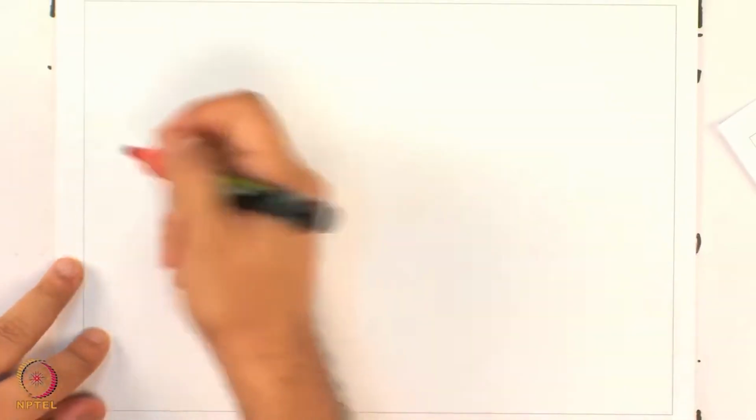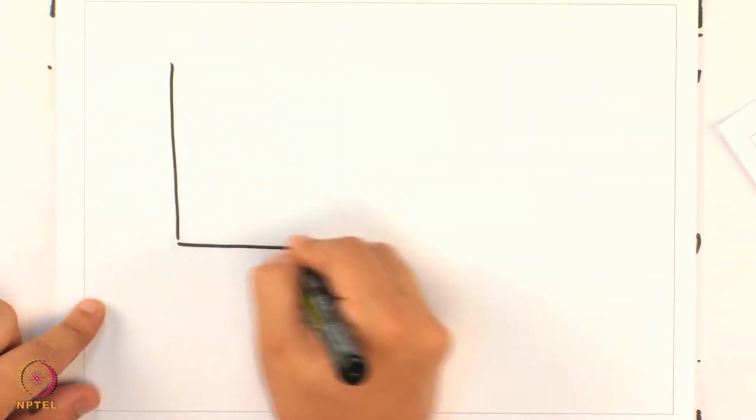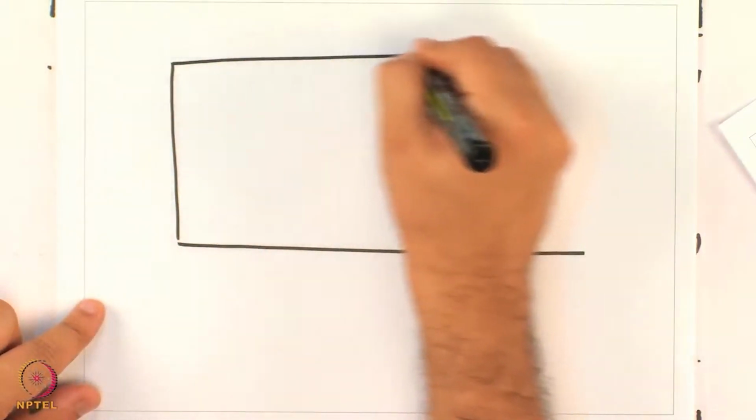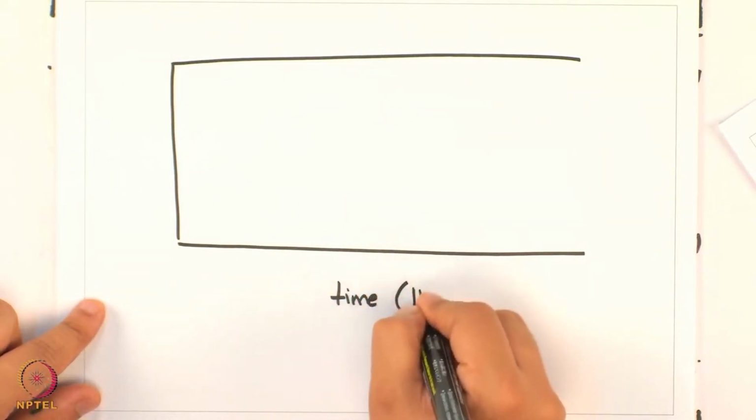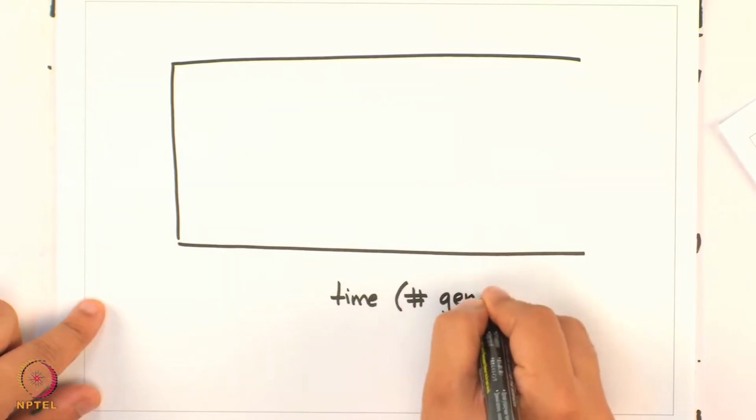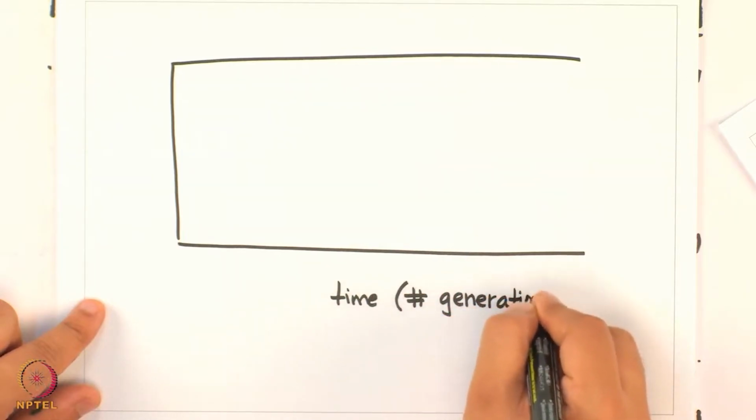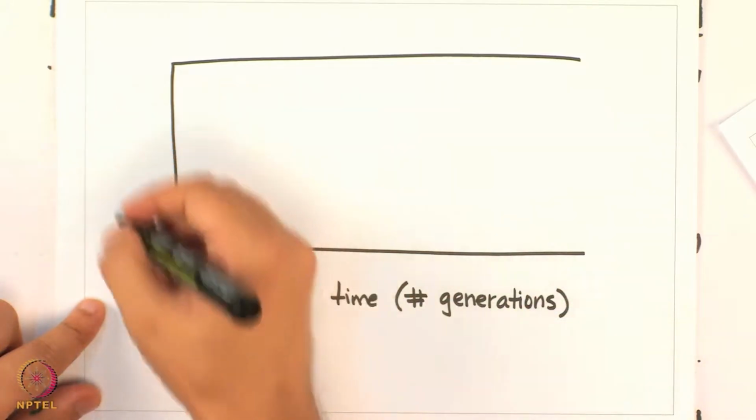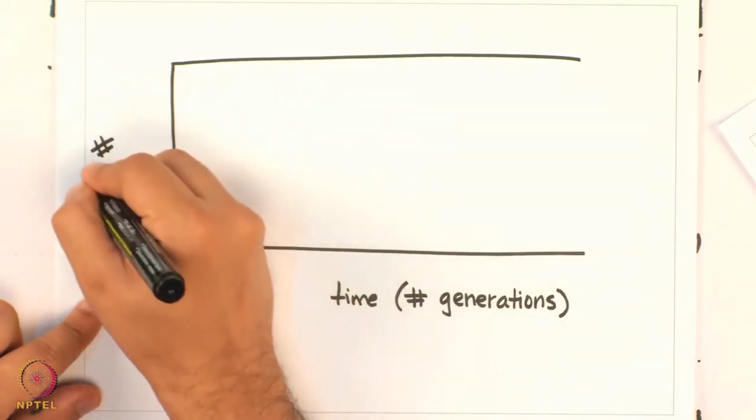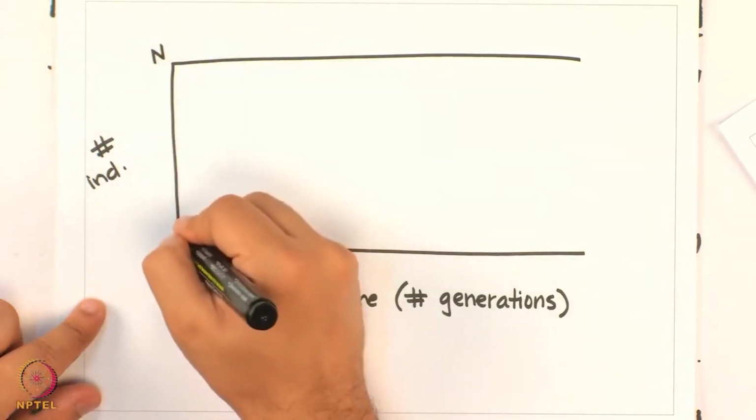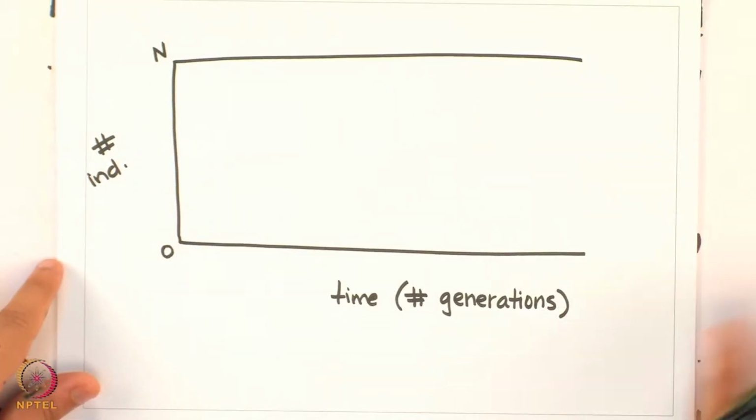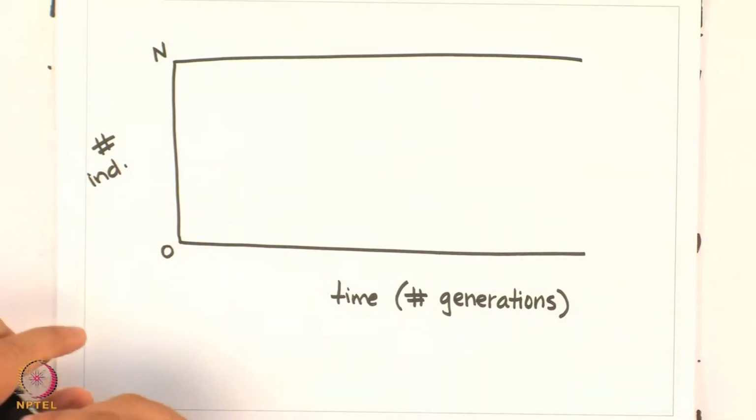Another representation is as follows. Again, on the x axis I represent time, which is again measured in number of generations, and the y axis is the number of individuals, from 0 to n. I am not interested in regions beyond n because they do not correspond to the environment that I am talking about.